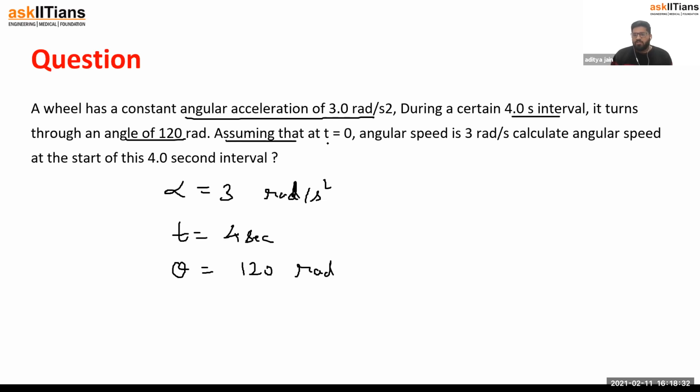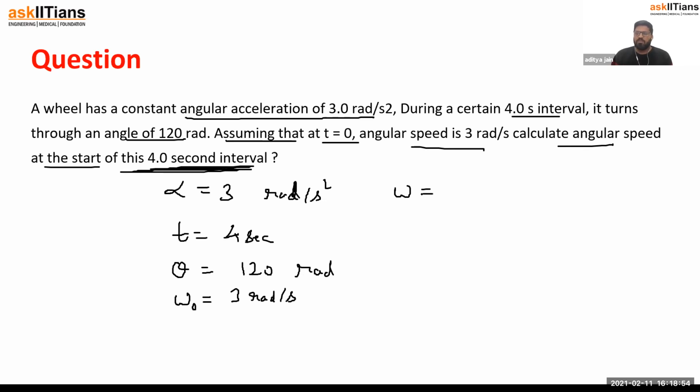It is given that at t equals 0, the initial condition, the angular speed is 3 radian per second. So basically the initial angular velocity at time t equals 0 is 3 radian per second. What is the question asking? Calculate the angular speed at the start of this 4-second interval. So it is requiring you to find the angular velocity at time t equals 4 seconds. Yes or no?